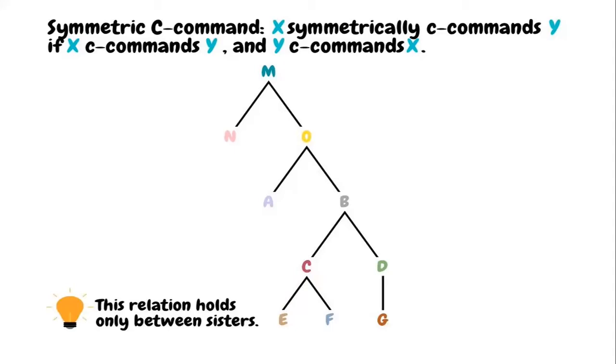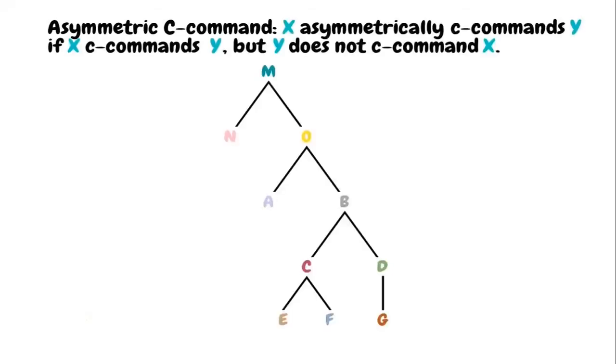Excellent. Now, the last type is asymmetric C command. X asymmetrically C commands Y if X C commands Y, but Y does not C command X. Now, if I ask you in this tree, does N C command A? Then yes, it does. But if I ask you, does A C command N?